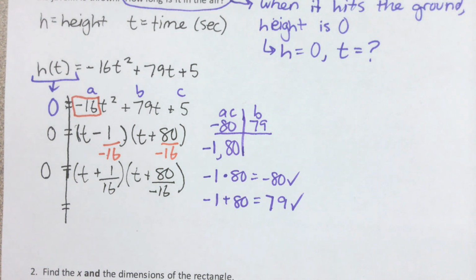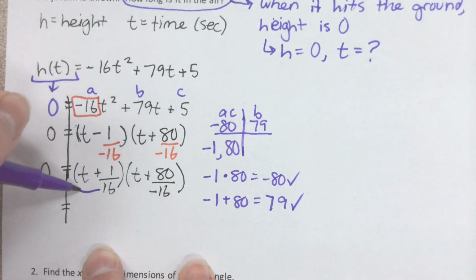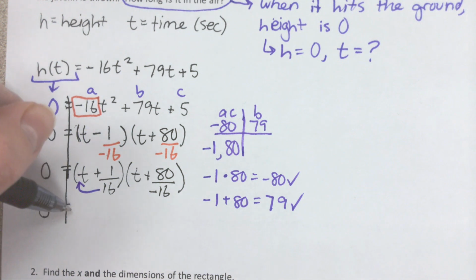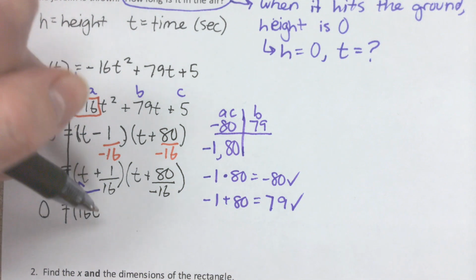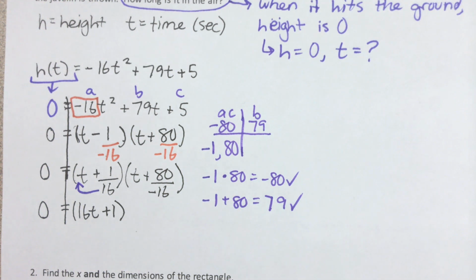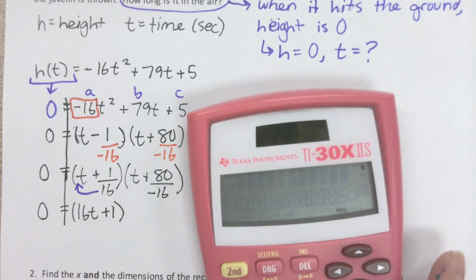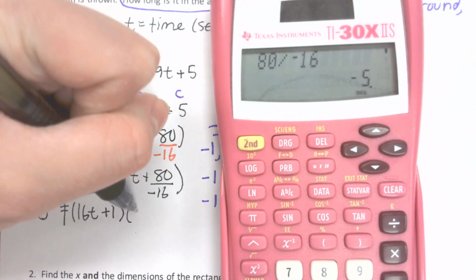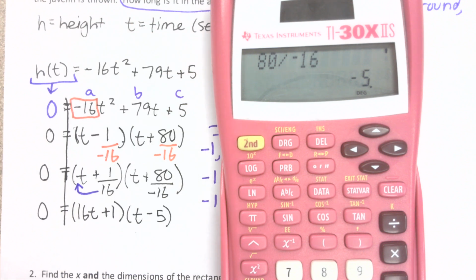Now for the next step, I'm going to push the 16 to the front of the t. We have 16t plus 1. 80 over negative 16, we do want to check first and see if that divides nicely. And it actually does. That is just negative 5. So we get t minus 5.